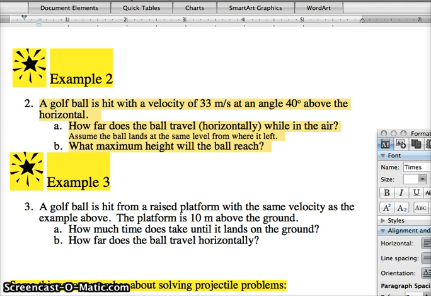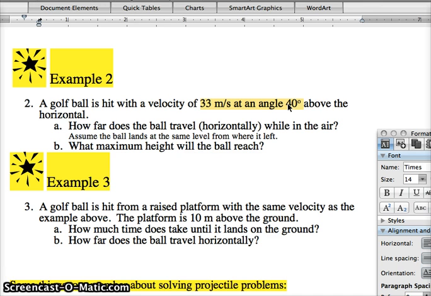We have a golf ball. It's hit with a velocity of 33 meters per second at an angle of 40 degrees above the horizontal. So again, I want to note that we're dealing with a velocity here. And the velocity, we know, of course, is a vector, so it has both a magnitude, that's the 33 meters per second, and an angle, or a direction, I guess in this case.